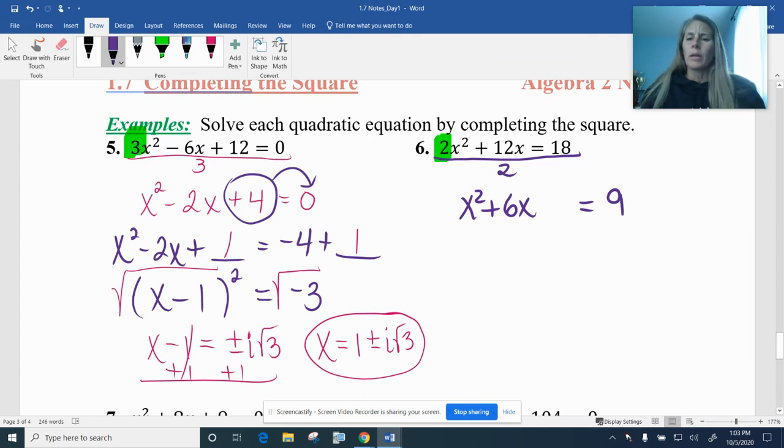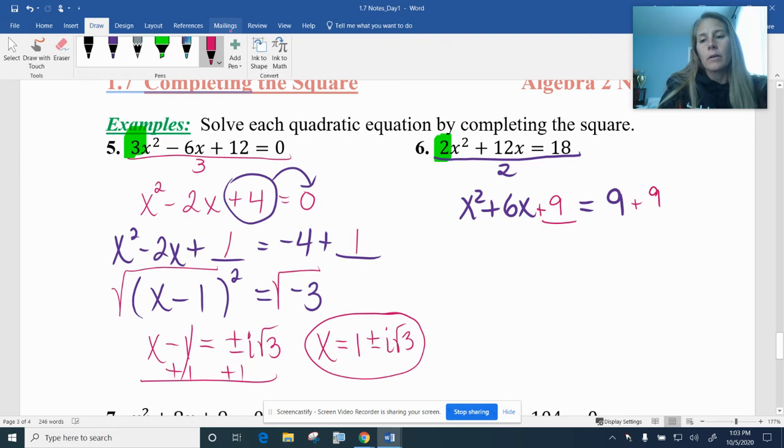Now, a couple people might be like, wait a minute, why can't I just move the 9 back to the other side? Because half of 6 is 3, and 3 squared is 9. Well, you could, except if I move this 9 over, it becomes a negative, and it always has to be a positive c value for it to be a perfect square trinomial. So even though the number is correct, the sign is not, so we can't do that. So this will have to be a positive 9 on each side.